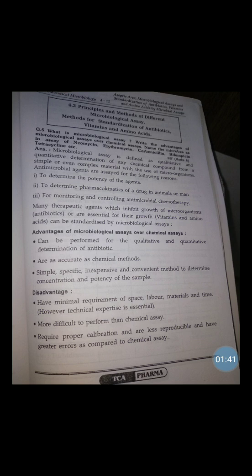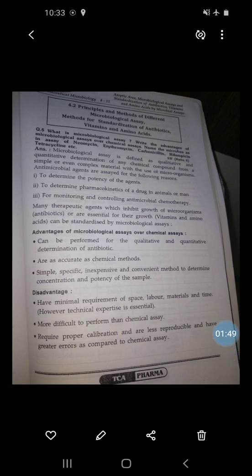Then, many therapeutic agents which inhibit the growth of microorganisms, or the antibiotics, or those essential for their growth, that is vitamins and amino acids, can be standardized by microbiological assays.